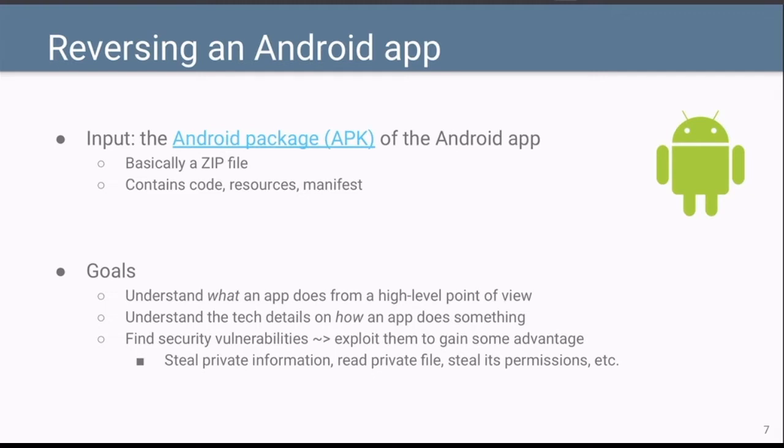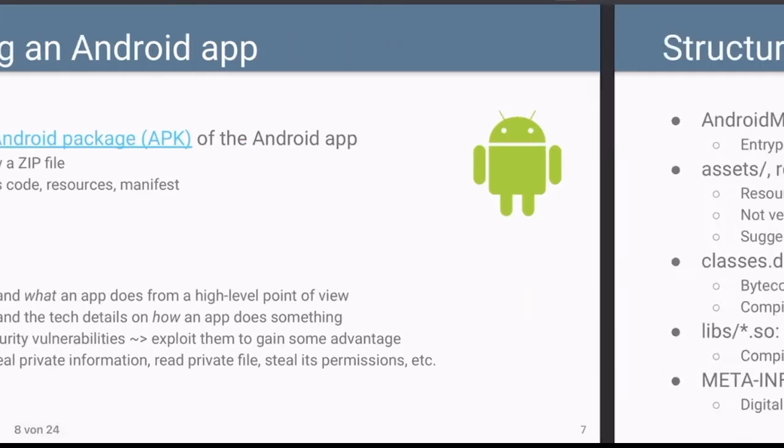Now, the goals for us in terms of reverse engineering is to understand what an app does from a high-level point of view, but we also want to understand the technical details on how an app actually does something. So basically, how is it implemented? And this could be done, for example, to find security vulnerabilities and then to exploit them to gain some advantage. For example, to steal private information, to read private files, to steal its permissions, and something like that. All of that could be goals of reverse engineering.